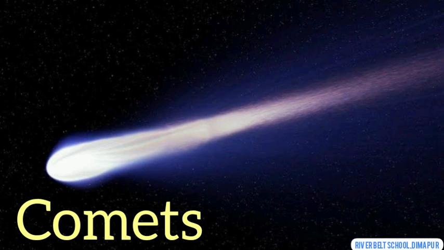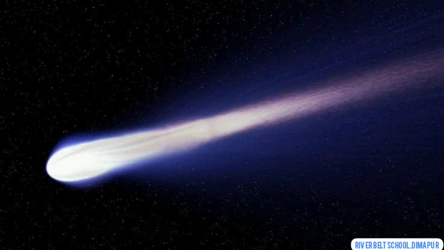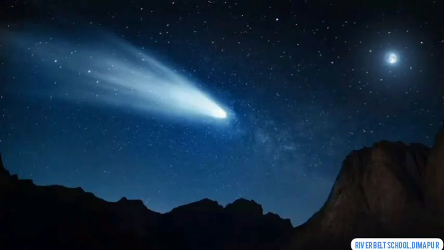Comets. Comets are celestial objects made of gases, water, ice, and rocks. When a comet moves towards the Sun, it heats up and begins to melt. As it melts, it leaves a trail of dust and gas which look like a tail.